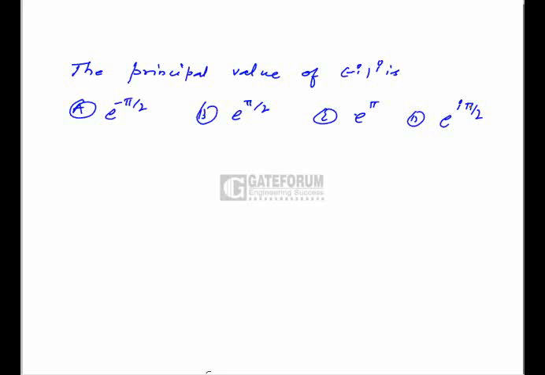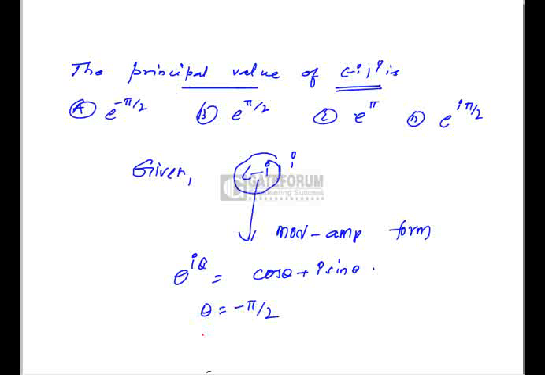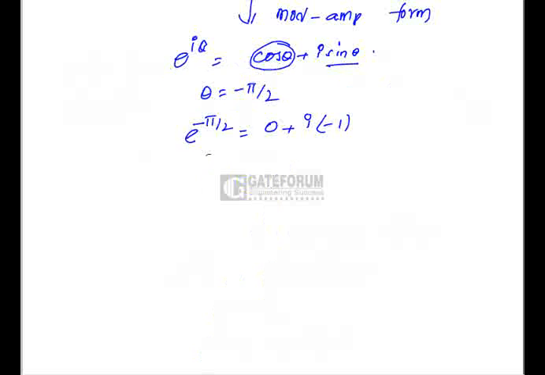In this problem, we have to find the principal value of (minus i) power i. Now the given complex number is (minus i) power i. In order to simplify this, first we'll convert this minus i into modulus-argument form, which says that e power i theta is cos theta plus i sin theta. Now, if I take theta as minus pi by 2, then this will become e power minus i pi by 2, and cos of minus pi by 2 is 0, plus i into sin of minus pi by 2, which is minus 1. So, e power minus i pi by 2 can be written as minus i.